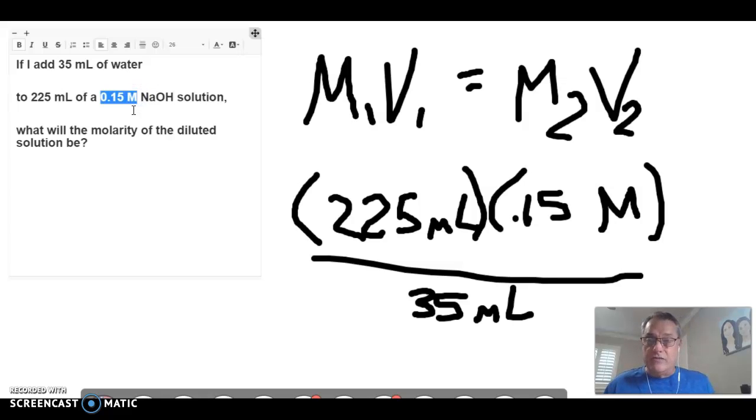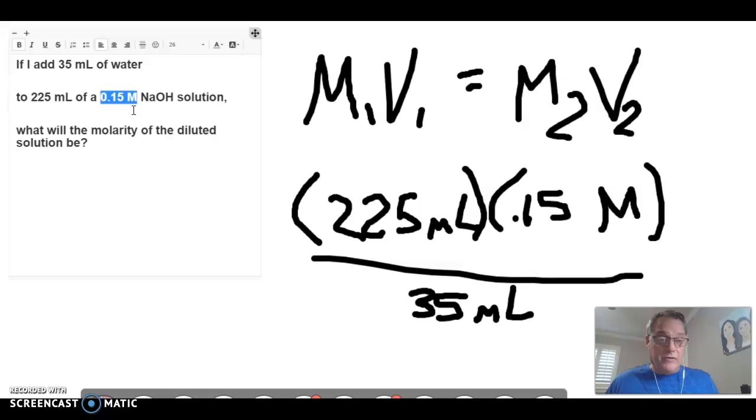What's the strength? So if we add water, our molarity changes. We don't change the solute, our stuff that's in the solution. We keep it like it is. We're just adding more water. And so that's what the question is. If we add more water, what's the new concentration or the new molarity going to be?